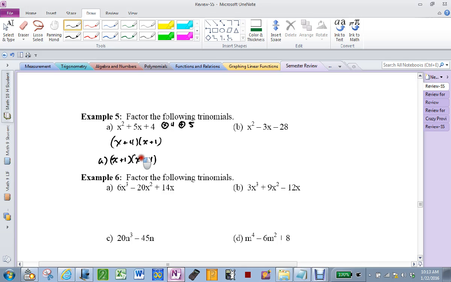Okay? What about this one? I need to multiply to what? Negative 28. And add to what? Negative 3. What is it? 4 and 7. X plus 4, x minus 7. Easy to check. 4 minus 7 is negative 3. 4 times 7 is negative 28. Done.